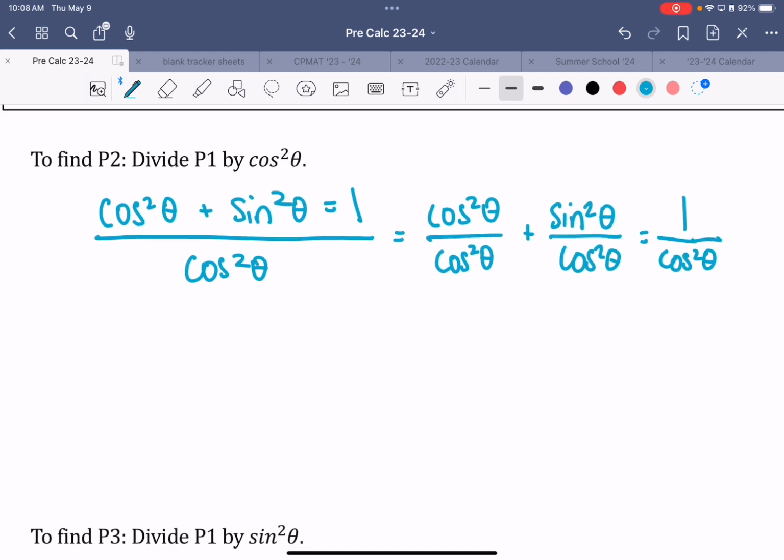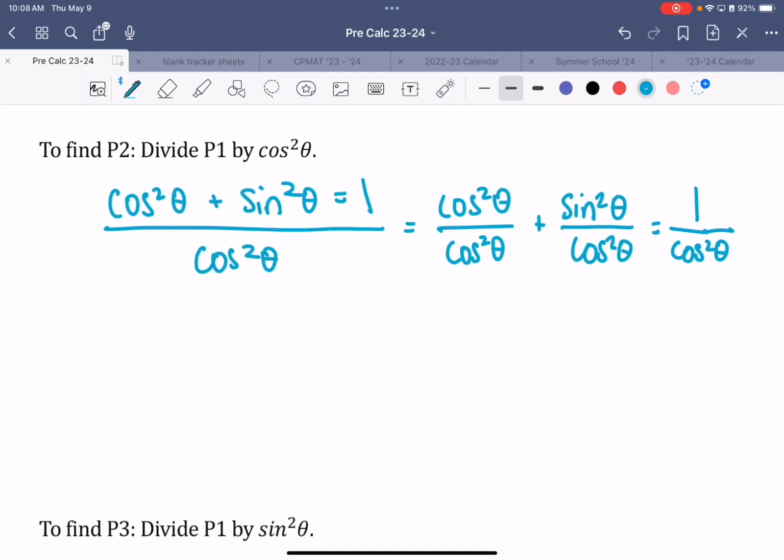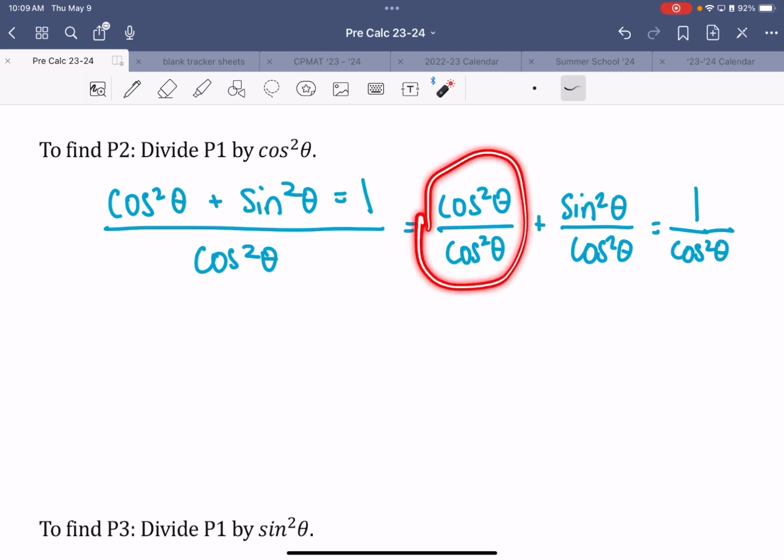It would look like. And then obviously remember our goal is getting to the other 4 trig functions. This doesn't have them yet, but if we were to simplify, we'd be able to find 2 more. So I look at the first part here. This is cosine squared divided by cosine squared. Anything divided by itself is 1.